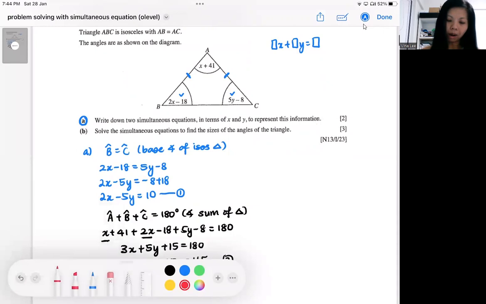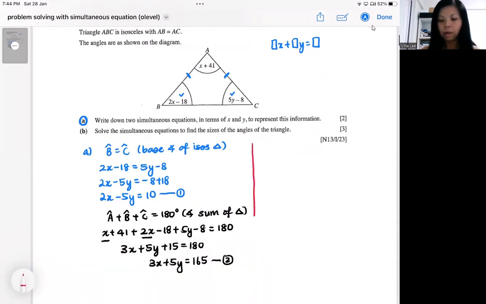Subsequently, you are asked to solve. Before you solve, make sure that your equation has no mistake, or else it will spill over in the solving. And after the solving, you will have some problem finding the size of the angle. If you look at the instruction, your job is to solve the simultaneous equations to find the size of the angle. So when you solve simultaneous equations, you are finding the values of x and y. So you should proceed to find the values of x and y from the two equations first.